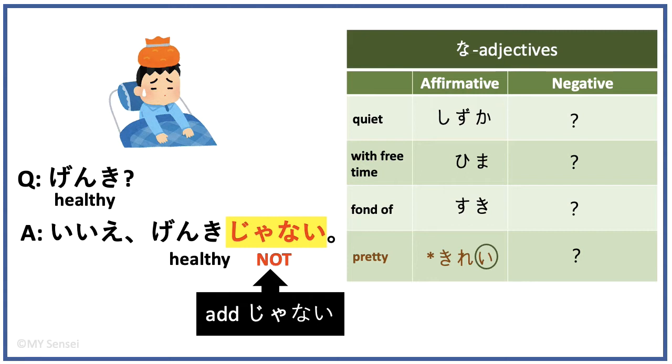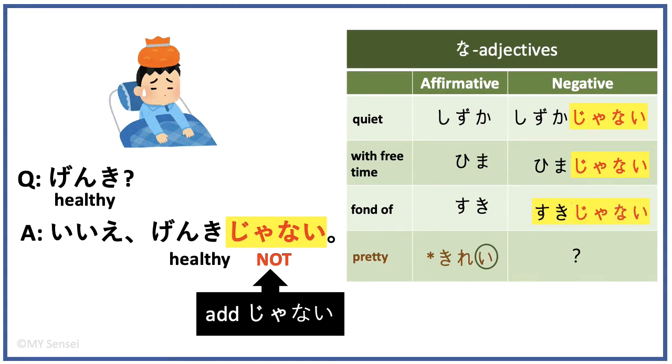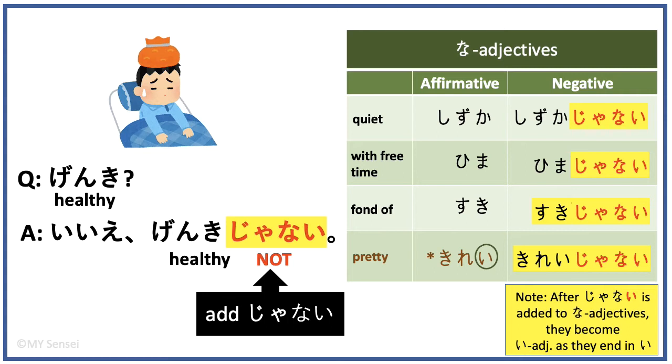Now, let's change the na-adjectives in the table by applying the same rule. Not quiet is shizuka janai. Not with free time is hima janai. Not fond of something is suki janai. And not pretty is kirei janai. Please note that once janai is added to na-adjectives, they become i-adjectives because they have an i ending.